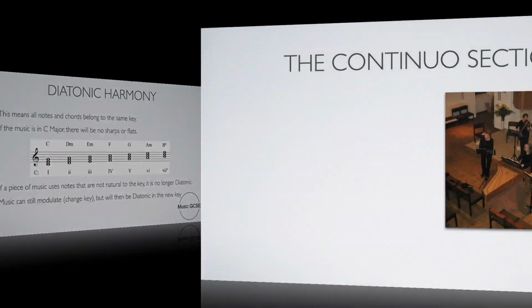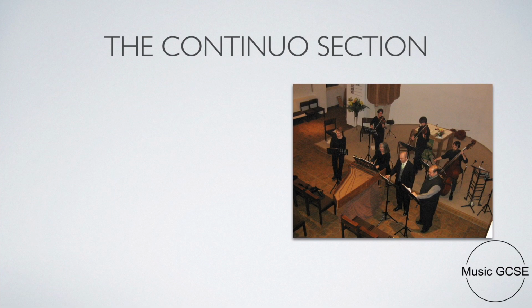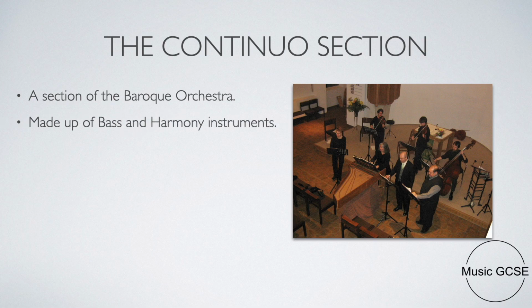Another thing we mentioned when we were listing the typical musical features of the Baroque period is the fact that it uses a continuo section. The continuo section is a part of the Baroque orchestra. It is made up of bass and harmony instruments.